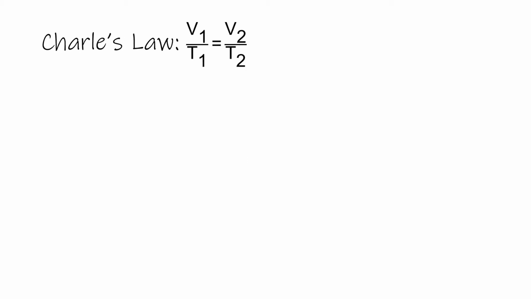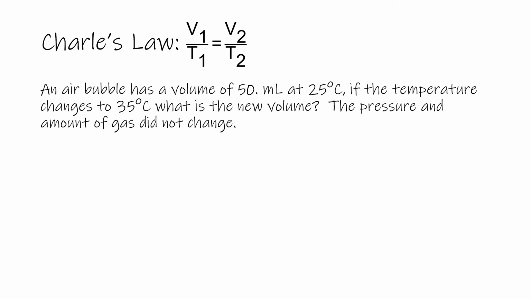Now let's look at Charles's law. In Charles's law, the equation is volume 1 over temperature 1 equals volume 2 over temperature 2. Charles's law looks at volume and temperature, and they are directly proportional, which means that as temperature increases, volume is going to increase. So let's look at the problem we're going to solve. An air bubble has a volume of 50 milliliters at 25 degrees Celsius. If the temperature changes to 35 degrees Celsius, what is the new volume? The pressure and amount of gas did not change.